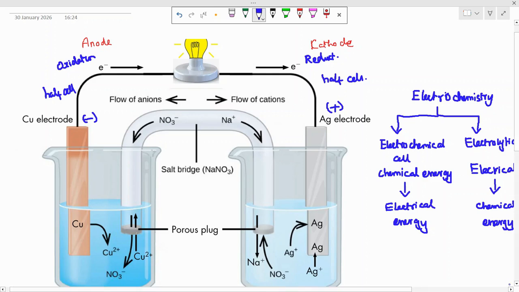Then there are many calculations based on this part, the Nernst equation. I will explain the Nernst equation in our next video.